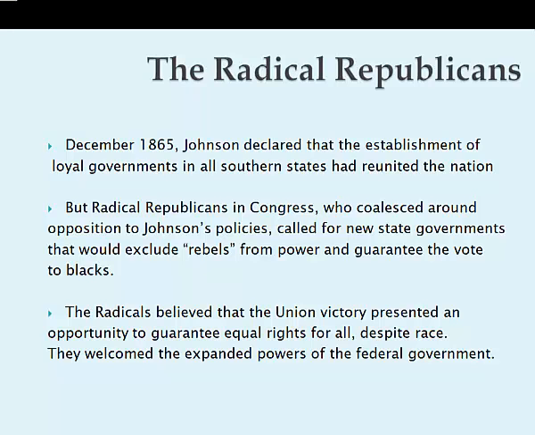Charles Sumner, a Massachusetts senator, and Thaddeus Stevens, representing Pennsylvania in the House, were the most prominent radicals. We'll see a picture of those people again just in a minute.